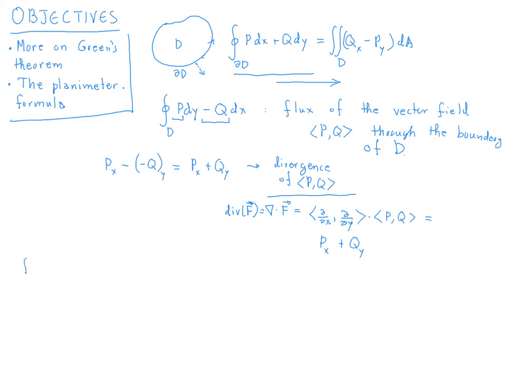So we get the flux form of Green's theorem, according to which the flux integral of a vector field through the boundary, so this will be P dy minus Q dx, is equal to the double integral of the divergence of the vector field, meaning P sub x plus Q sub y, in the interior of the domain D.